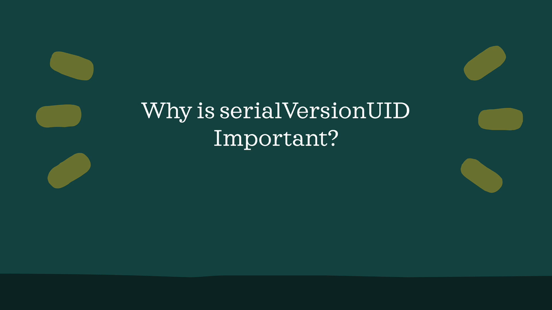So why is serial version UID so important? When a class is serialized, its serial version UID is included in the serialized data. During deserialization, Java compares this ID with the serial version UID of the current class. If they don't match, you'll get an invalid class exception, indicating that the class definitions are not compatible. This check helps prevent data corruption when deserializing objects.